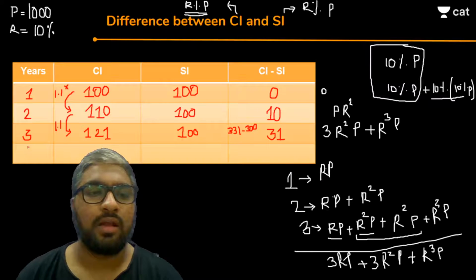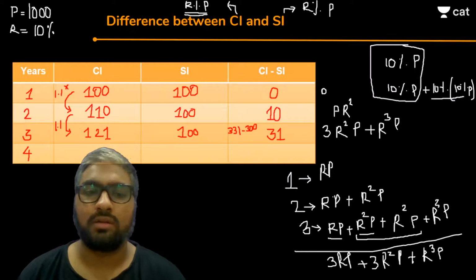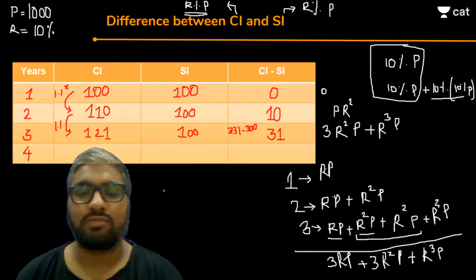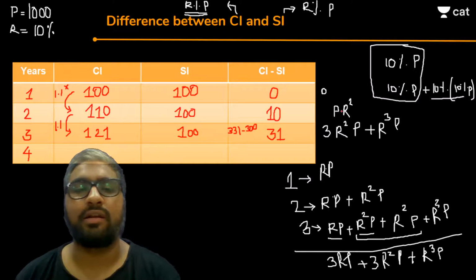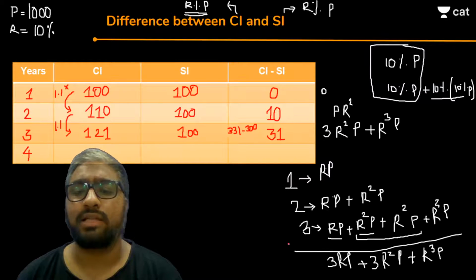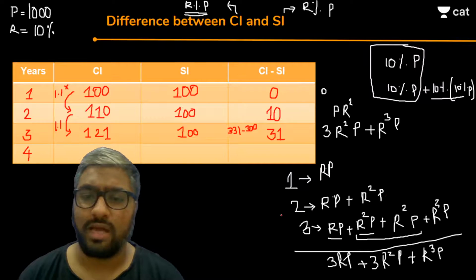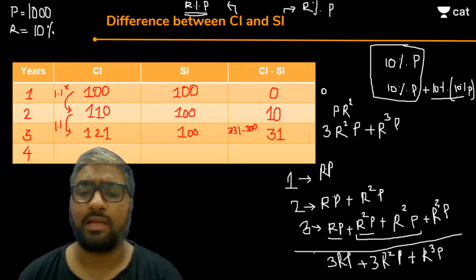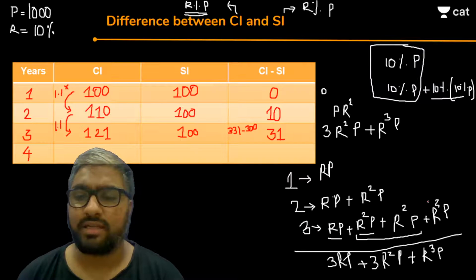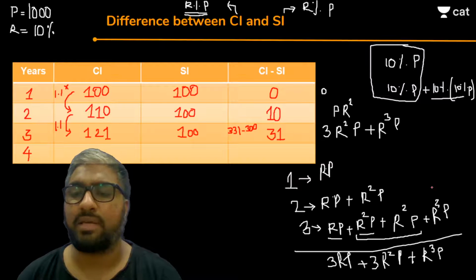Got it? Now, the fourth year. What would happen in the fourth year? Forget this 110 percentage and all that. Let's stick to just the algebra part. What would happen? Previous year's interest, right? Previous year's interest, that is R percentage of P plus 2R square P plus R cube P.